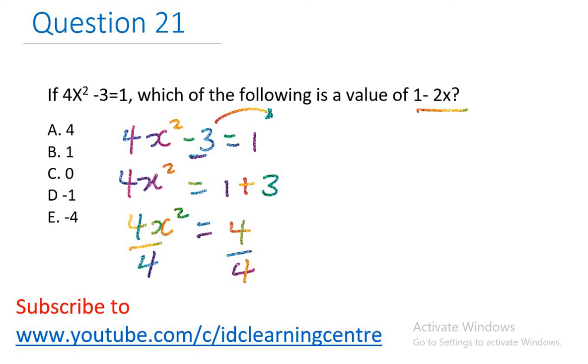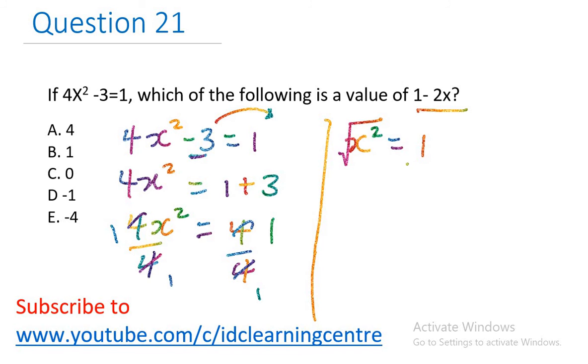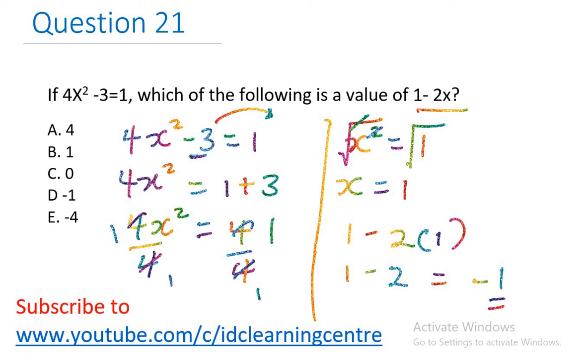The target is to find the value of x, alright? 4 here 1, 4 here 1. So x squared will give us 1. To get the value of x, take the square root of both sides so that this square breaks this square root. X is equal to the square root of 1 is 1. So 1 minus 2, if x is 1, then this is 1 minus 2 times 1, 2. 1 minus 2 will give me minus 1. So the right answer is D.